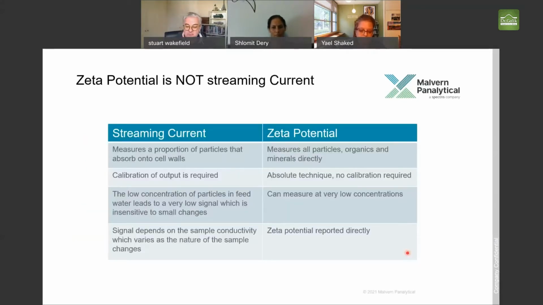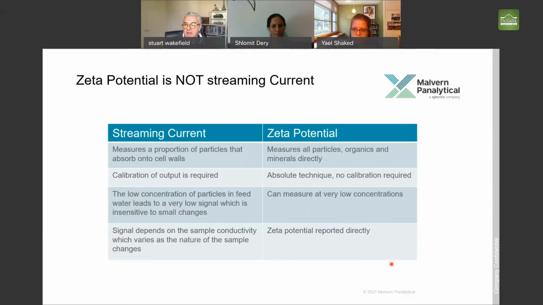Just a small comparison table between Zeta Potential and streaming current, just to summarize what I've said there, because these are two areas that people assume are the same, because we're measuring charge and so on, but they are very different. Streaming current typically requires calibration. Certainly the output, you need calibration.